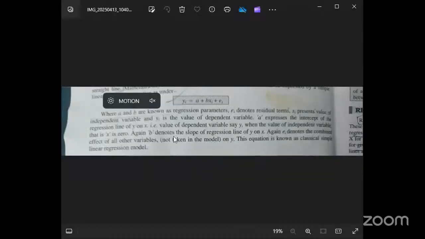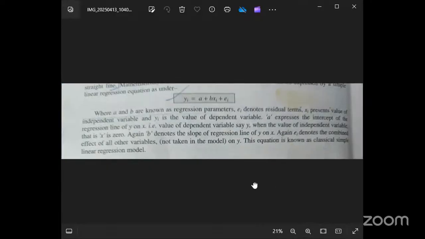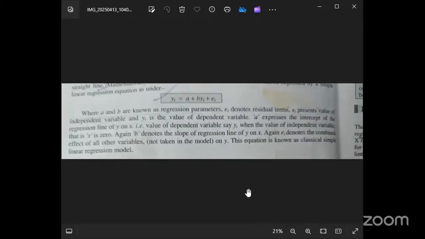I'll show you the linear regression. So this is the formula, that is yi equals a plus bxi plus ei, where a and b are known as regression parameters and ei denotes the residual term. Xi represents the value of the independent variable and yi is the value of the dependent variable.